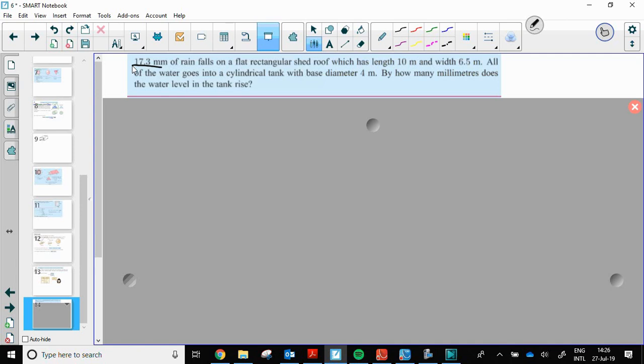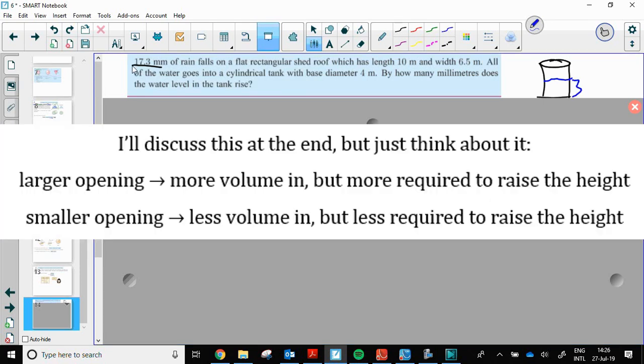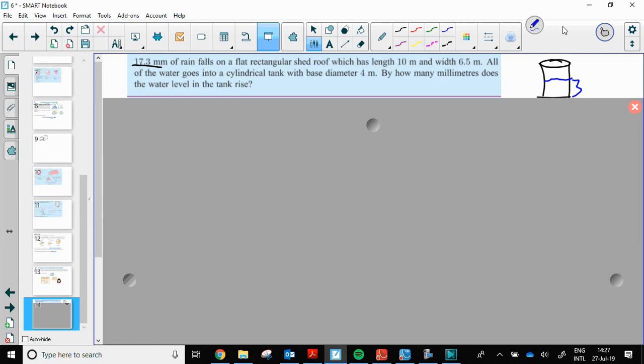Well, rainfall is measured essentially by checking to see how much rain you have in a cylinder after it falls. And so you just measure the height of that rain. But long story short, it doesn't really matter how big the cylinder is diameter-wise, but that's not the point here. The point is 17.3 millimeters, that's a height of water. Now it's falling on a rectangular roof, which has certain dimensions.